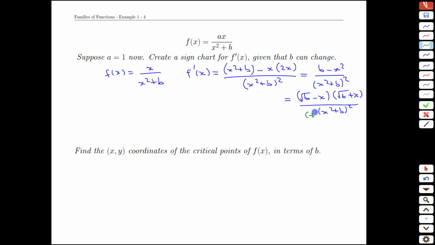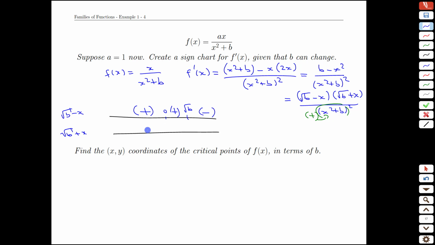Now we've done some sign charts with this kind of formula already. We know that the denominator is always positive, so if we're going to do a sign chart for this scenario, we would be concerned mostly with the top, actually only with the top, the square root of b minus x and the square root of b plus x. Careful that the square root ends at the b. If we take a look at that, we'll put 0 as an anchor point. If x gets too big, in fact, if it gets past root b, then this is going to go negative. If x is small, we're going to have positive values.